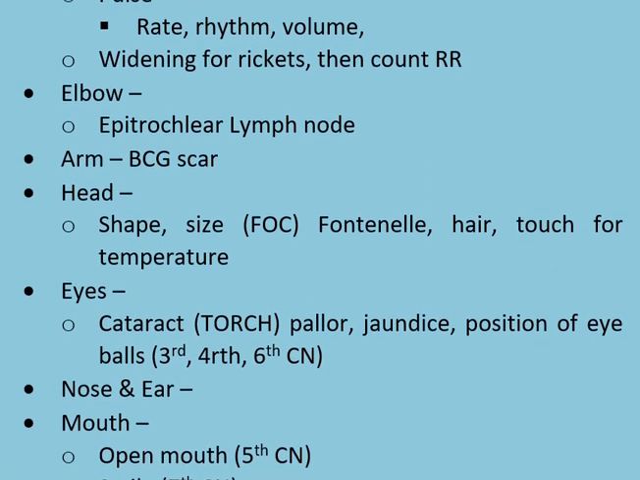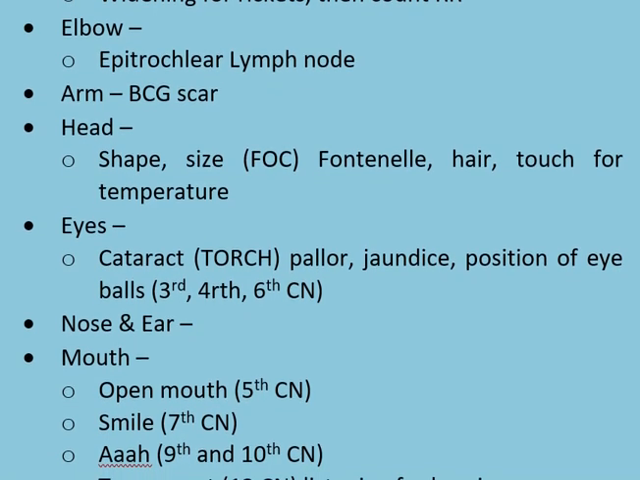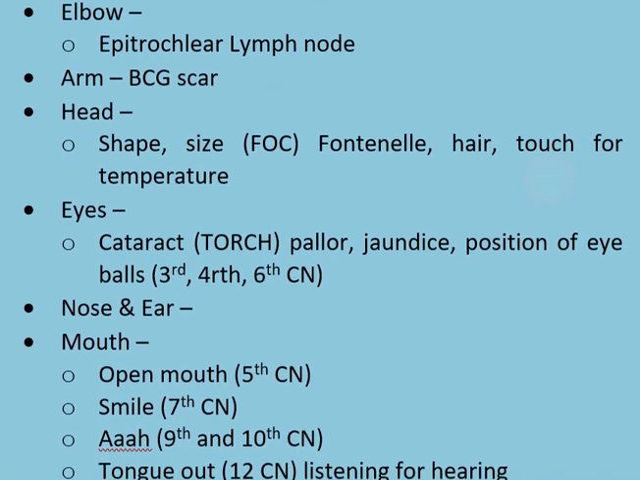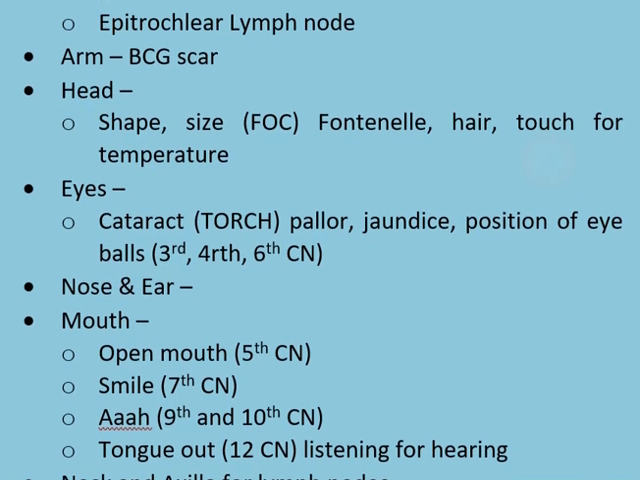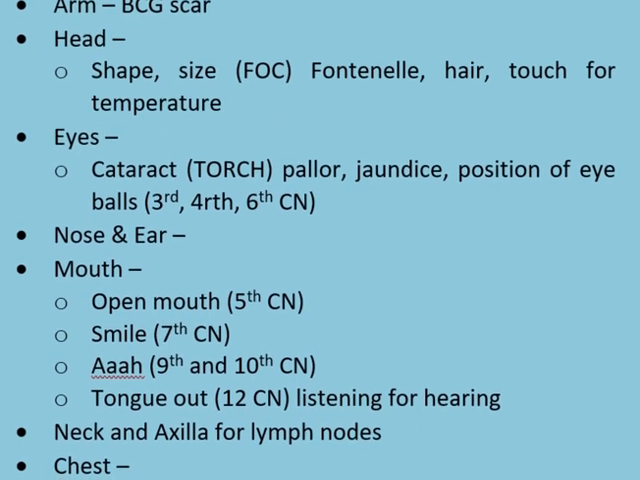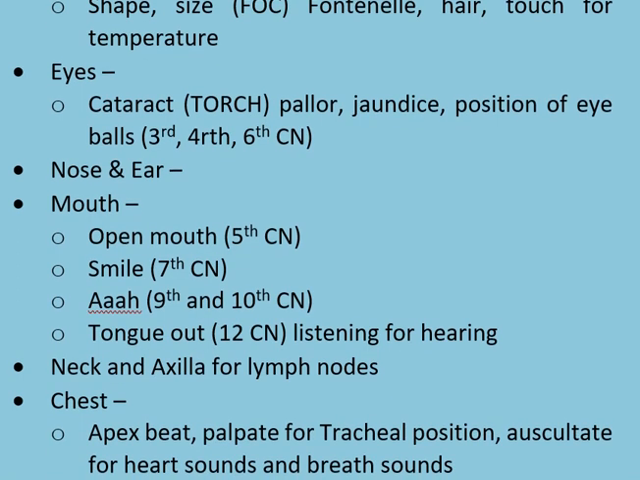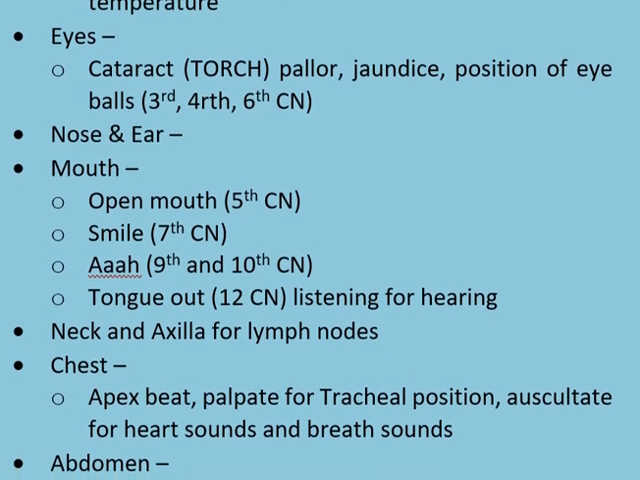Then you check the nose and ears, then the mouth. Then you ask the child to open the mouth, it will check the fifth cranial nerve. You make the child smile to see the seventh cranial nerve grossly. Then make the child say "ah" and you check the 9th and 10th cranial nerves. Then tongue out to check the 12th cranial nerve. Then you check the neck and axilla for the lymphatic system and any palpable lymph nodes.